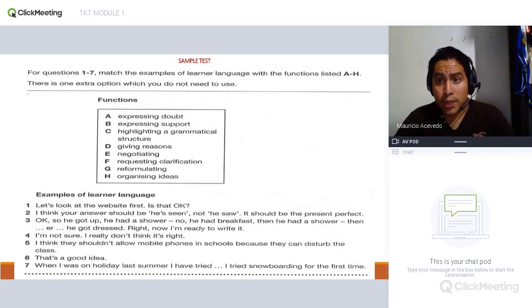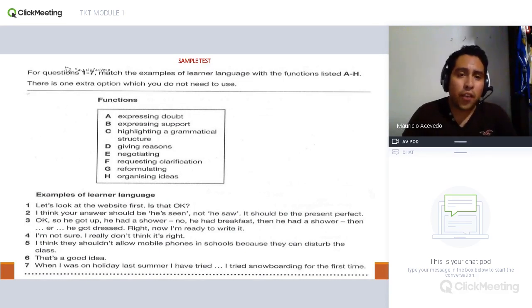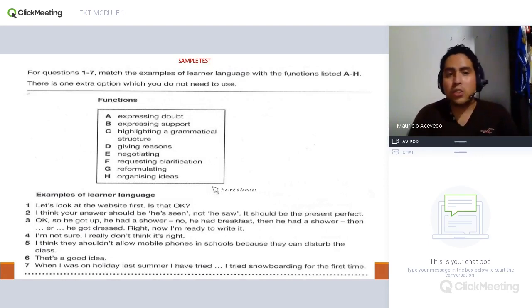I'm going to read the instructions and later on, I want you to answer. For questions from 1 to 7, match the example of learning language with the function listed from A to H. There is one extra option which you don't need to use. Okay, so as you can see, you have 8 options, but you only have 7 questions, 7 statements. Those are the functions: expressing doubt, expressing support, etc. And you have the statements. What you need to do is to match them.